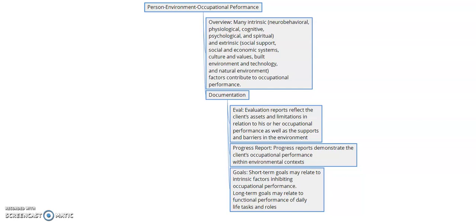environment. When documenting under PEOP, your evaluation report should reflect the client's assessments or assets and limitations in relation to his or her occupational performance, as well as supports and barriers in the environment. Your progress report under PEOP should demonstrate the client's occupational performance within the environmental context. And your goals should be short-term goals, which may relate to intrinsic factors inhibiting occupational performance, and long-term goals, which may relate to functional performance of daily life tasks and roles.